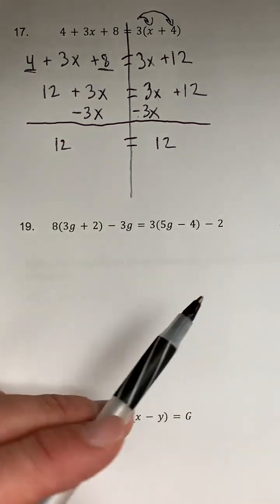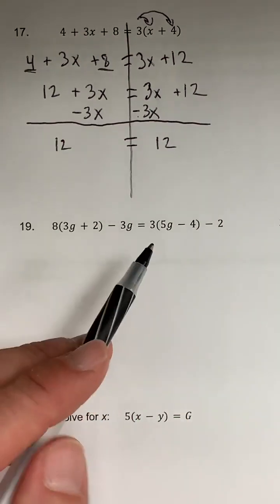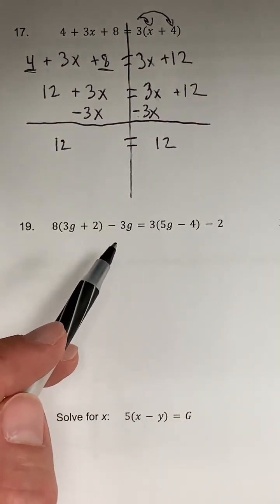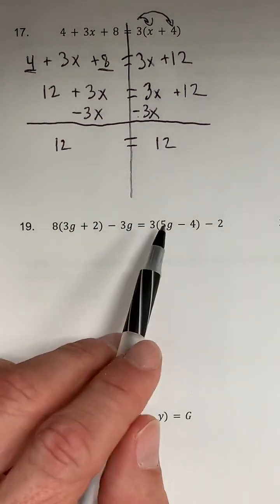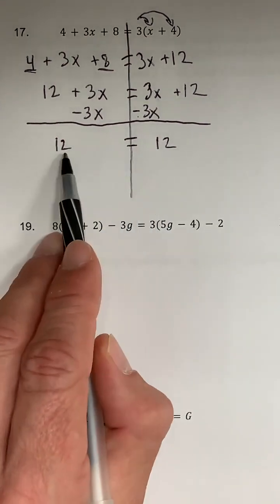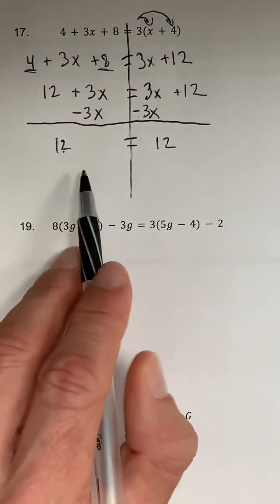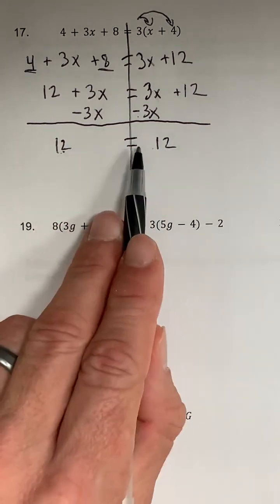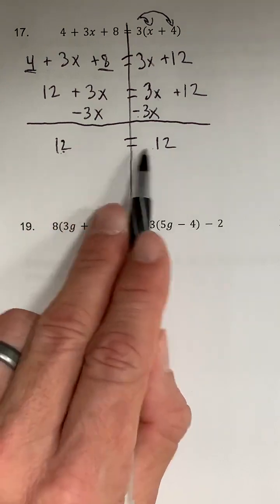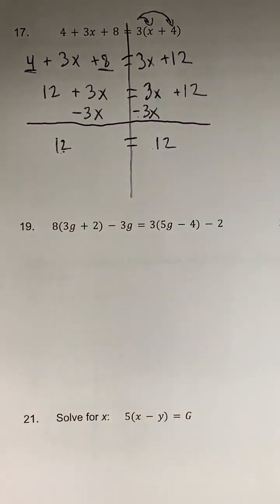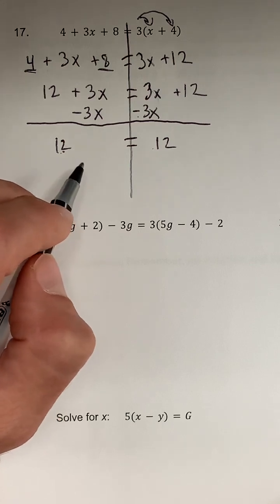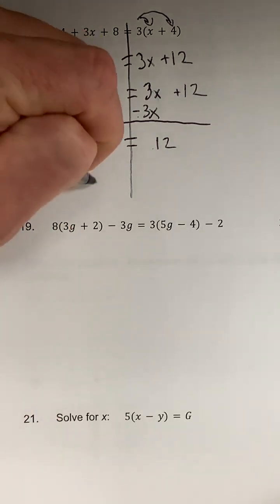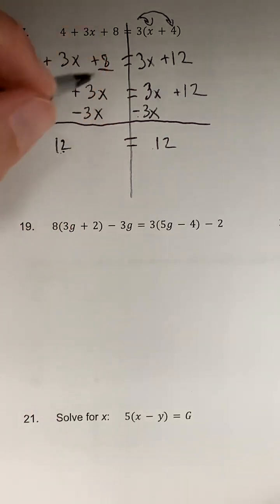That doesn't happen often, but when it does happen, it means that there are either no solutions or there's infinitely many solutions. So to figure out which one it is, we just have to ask ourselves whether this is true. Is it true that 12 is equal to 12? Is 12 the same as 12? Well, yeah, they're exactly the same. So it is true. So we're not going to say it's no solutions. We're going to say that it has infinitely many solutions.